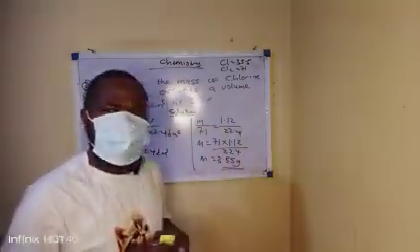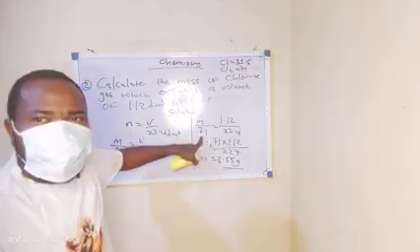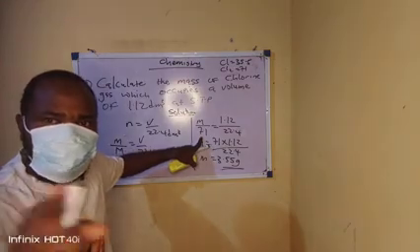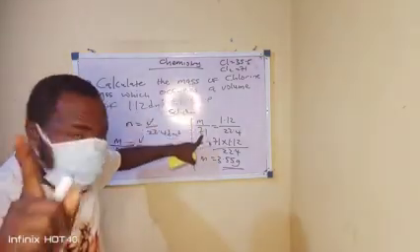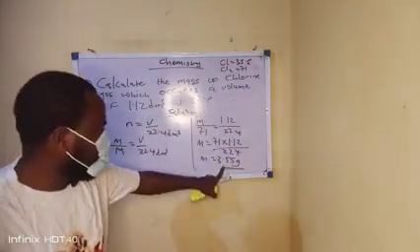But mind you, if you use 35.5 as your molar mass, you're going to have an answer, and the answer will be in the options. For this particular question, an answer was in the option if you use 35.5, but that is not the correct answer. This is the correct answer.